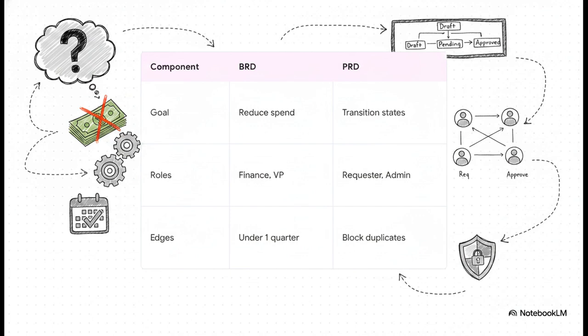That high-level goal translates into technical transition states, like moving from draft to pending to approved. The stakeholders translate directly into system user roles: requester, approver, admin, observer. And that constraint? It translates into a specific system edge case, like automatically blocking duplicate submissions. It is the exact same project, just viewed from totally different perspectives.